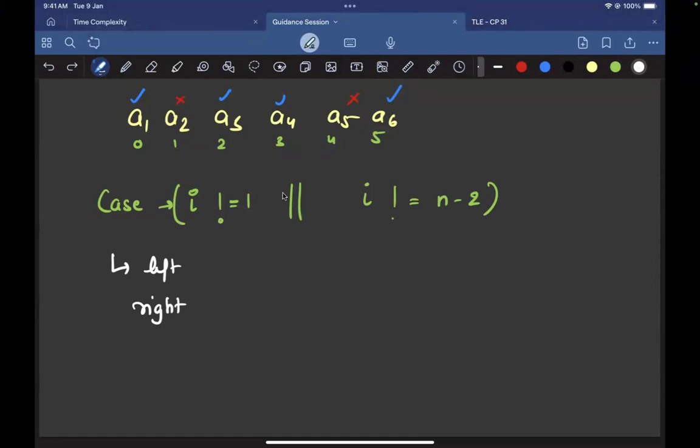Yes? No, I'm not saying the answer can be AI. We'll tackle one more case in this. So up till here, the part is clear. Yes, guys. If I is not equal to 1 or I is not equal to n minus 2, then there is a right and there is a left half. What is that right and left half? We have to calculate. Why am I breaking one more case over here?